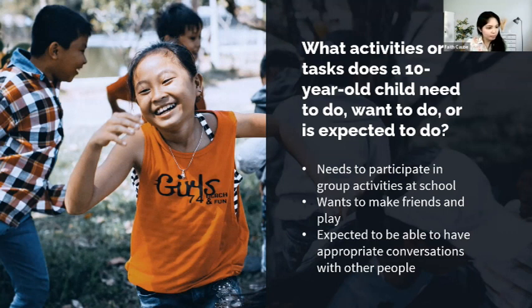So let me open my slide here. So let's go to the first one, needs to participate in group activities at school. They might find it difficult to conform to unspoken social rules because that's something that, for example, children with autism sometimes find difficulty with. They might find it difficult to make friends and play because they find it difficult to maintain eye contact or even initiate conversations.